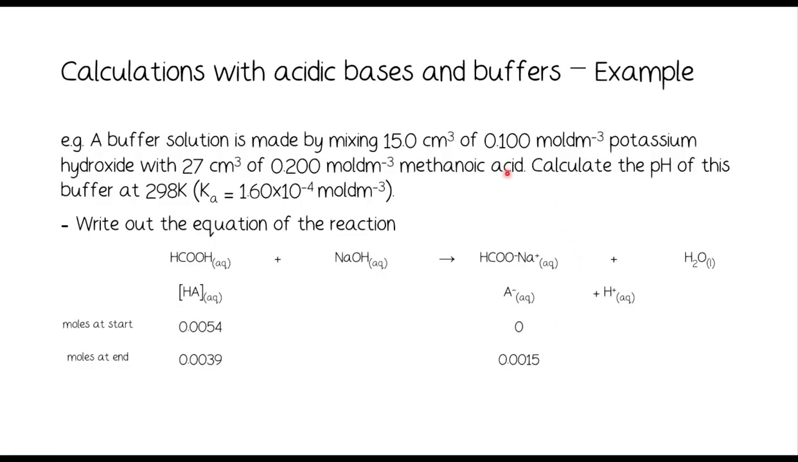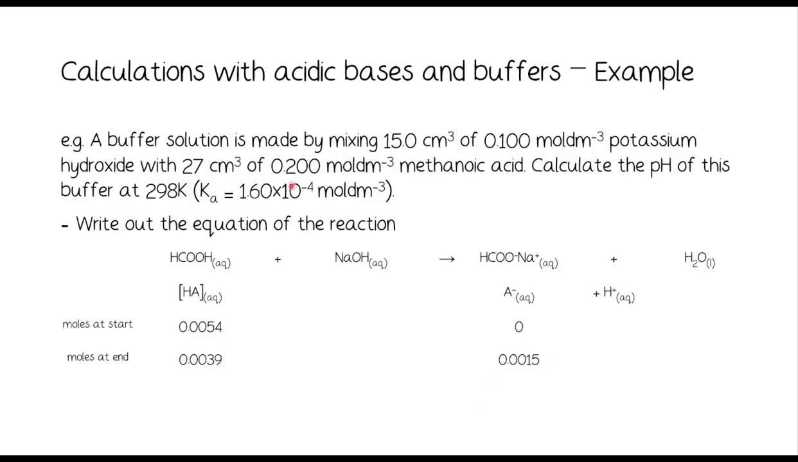So now we work out how many moles of A- is made, which comes from the salt, which comes from however much potassium hydroxide was added. So you would do 15 divided by 1,000 times 0.1, which gives you 0.0015. The salt made has to have taken some of the acid from here, so this decreases by 0.0015.